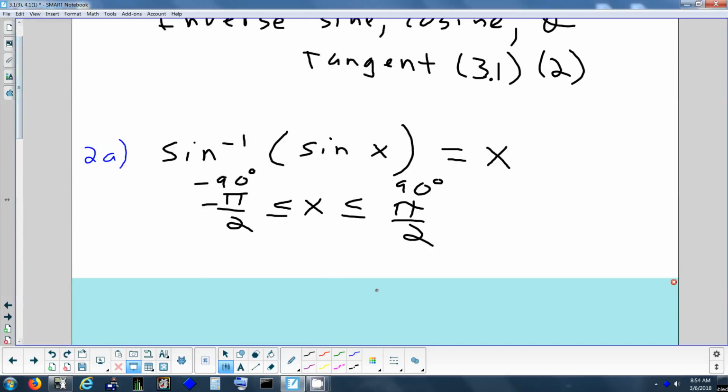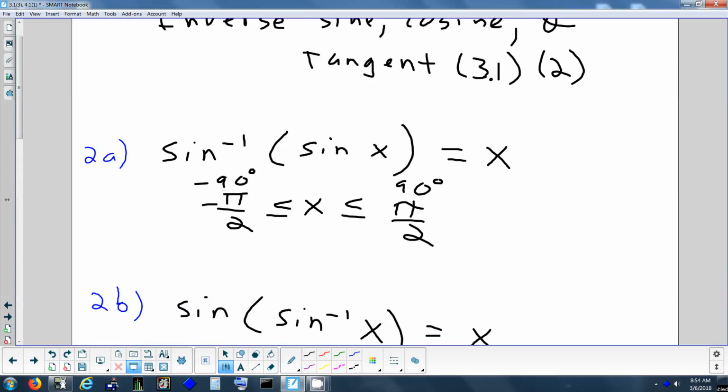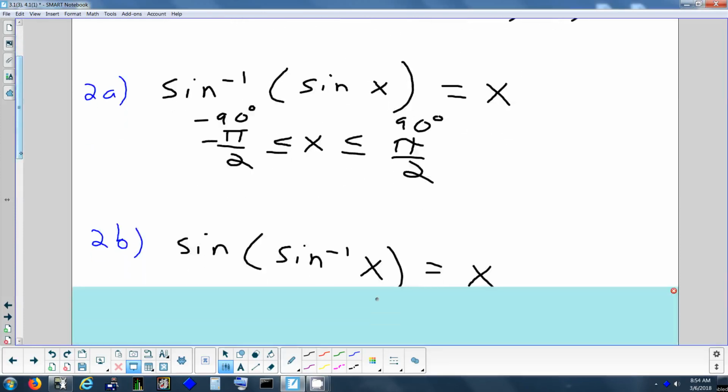Okay, so let's look at this one. So in your book, they call this formula 2b. They call the first one 2a. That's not really important. What's the difference between 2a and 2b? They're close, but they're not exactly the same. Something that's different about them.